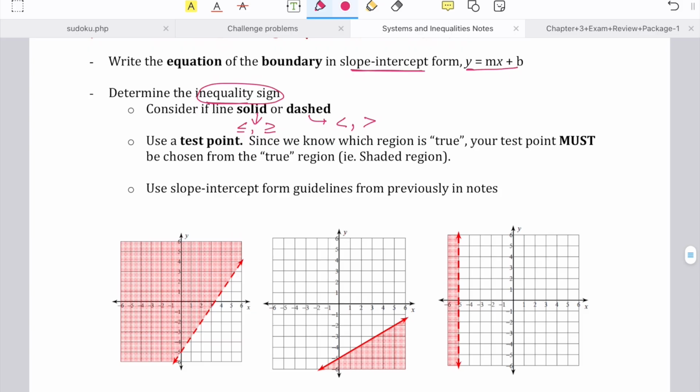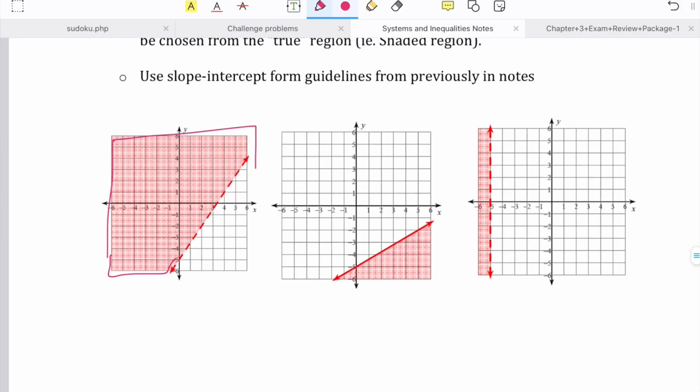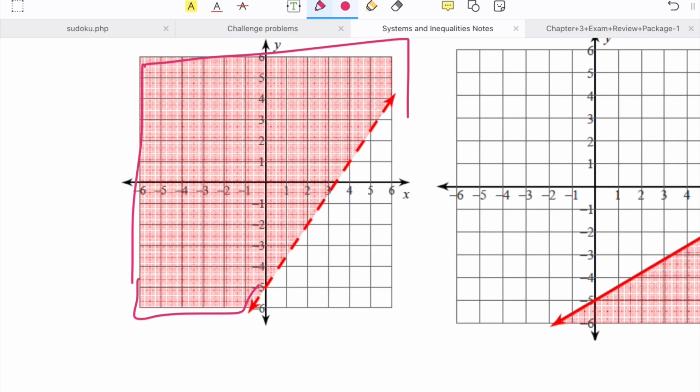Use a test point since you know which region is true. So you already know that this is the part that's shaded. So you take a test point from somewhere here. And if it's true and you put it in the equation that you got, whatever answer you get, like left side or right side, it should give the equation to be true. Okay, so let's try this question.